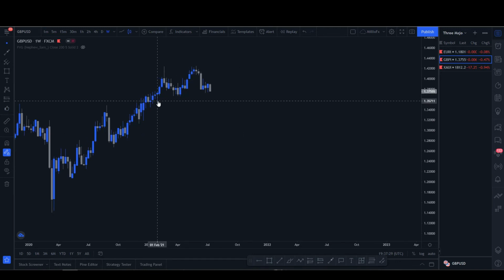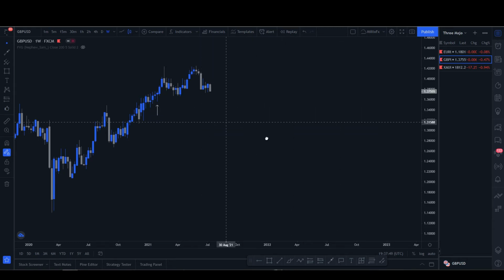This particular candle right here. So let me just put an arrow for you to see the candle, and then I will be able to show you on the 4-hour. So now this is the candle right here. So let's just leave it like that, and then push up.